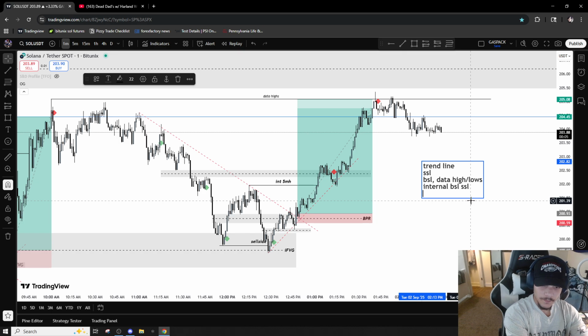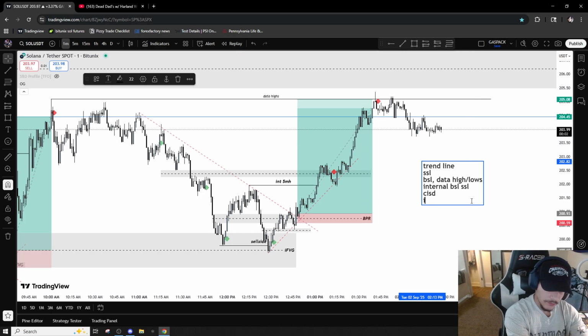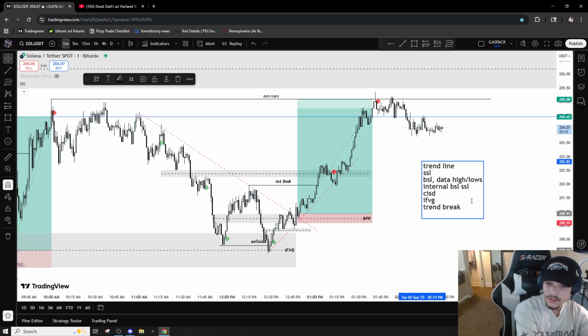Also mark up: do we have a change of state? Do we have an inverse fair value gap? Do we have a trend break? Did we come into an order block? All these things. I didn't get into all that right now, but inverse fair value gap, trend break, CISD, sell side liquidity got swept. Pull into a higher inverse fair value gap. You got a smaller time frame inverse fair value gap, trend break.